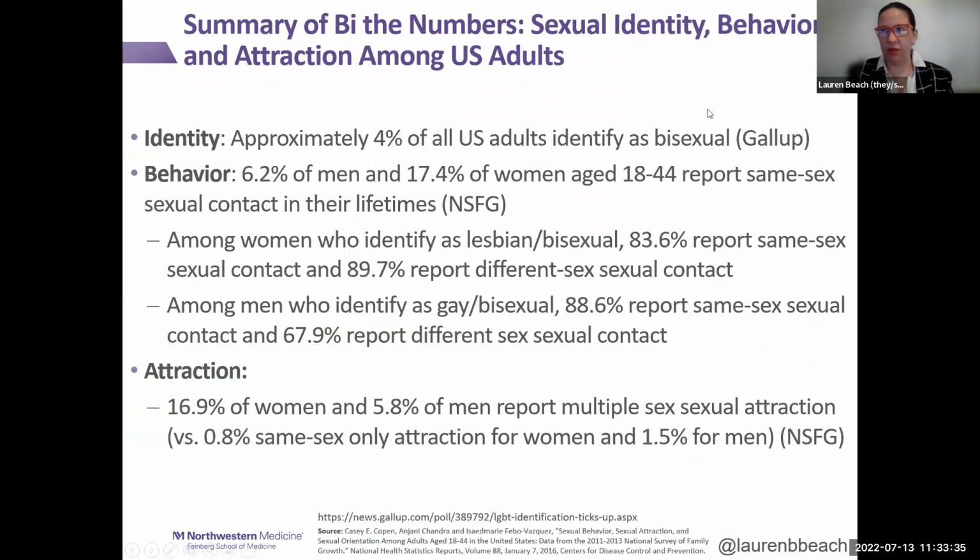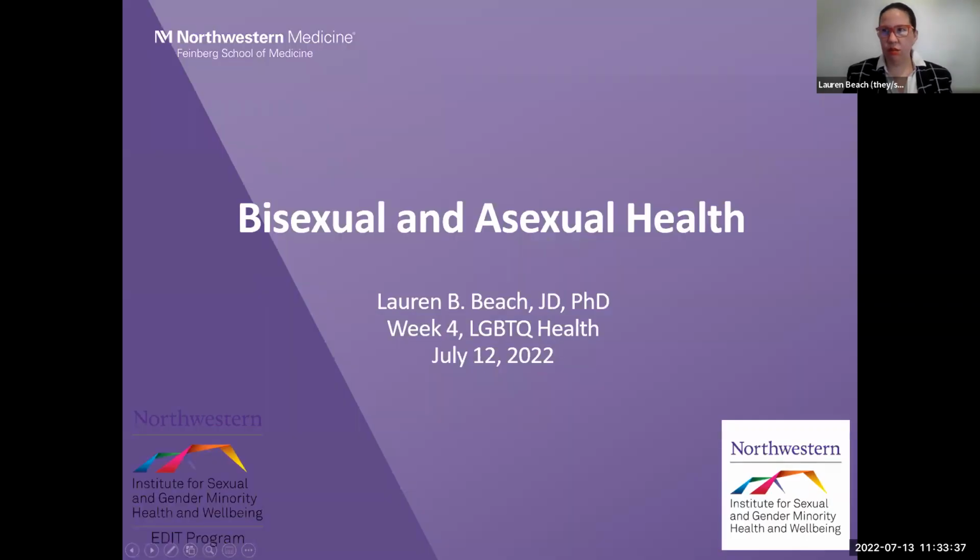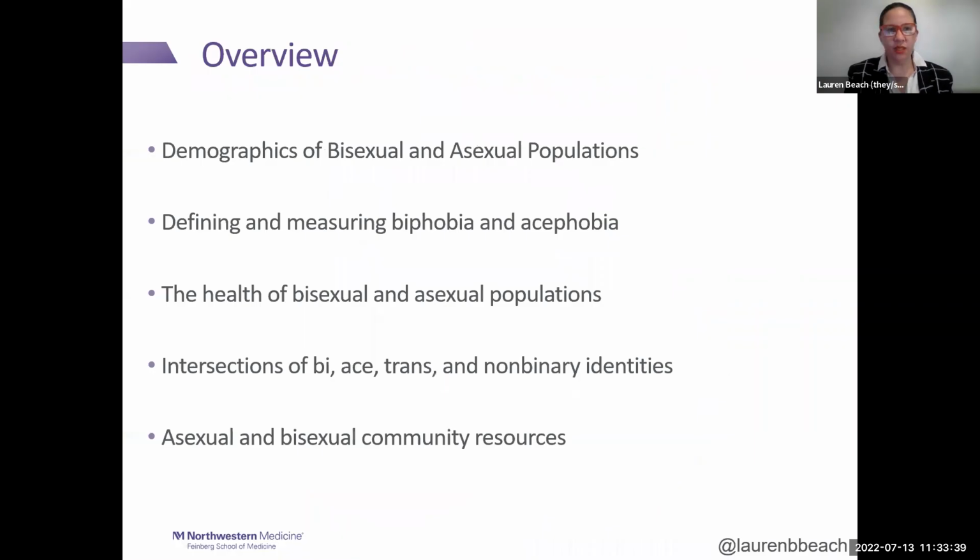Let me get back to the correct slide to start. Today we will be talking through a few topics. We'll have an overview of the demographics of bisexual and asexual populations, followed by how to define and measure biphobia and aphobia, which is stigma against bisexual and asexual people.